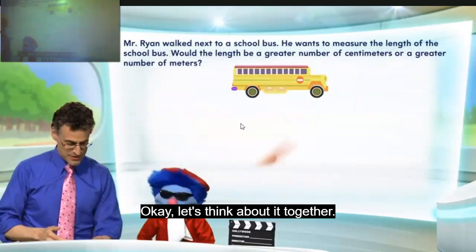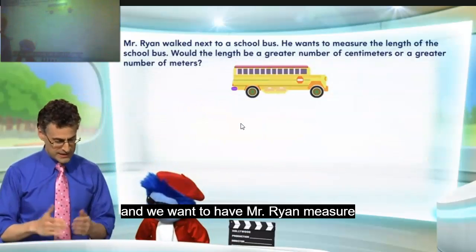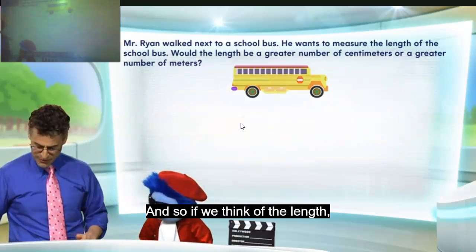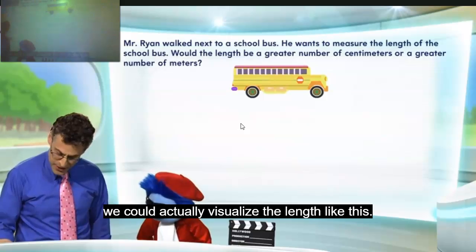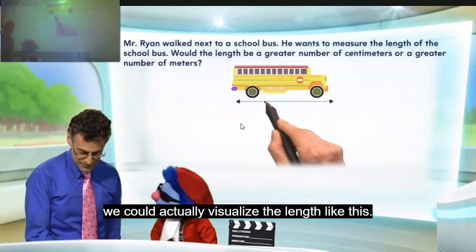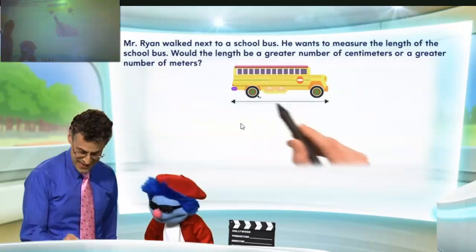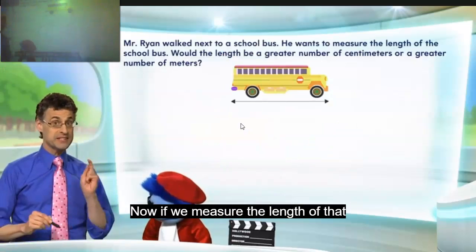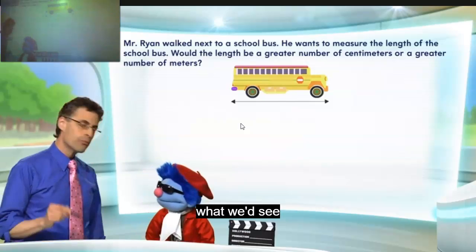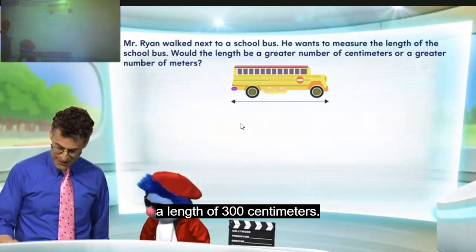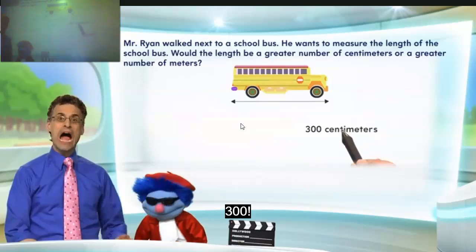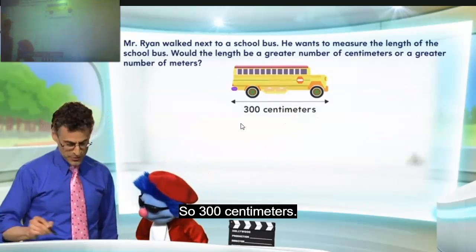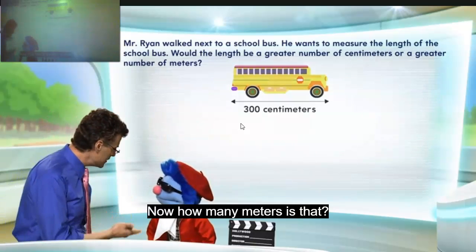Let's think about it together. So here's the bus, and we want to have Mr. Ryan measure the length of the bus. And so if we think of the length, we could actually visualize the length like this. Now, if we measure the length of that in centimeters, what we would see would be that this would have a length of 300 centimeters. 300! That's a lot. So, 300 centimeters. Now, how many meters is that?